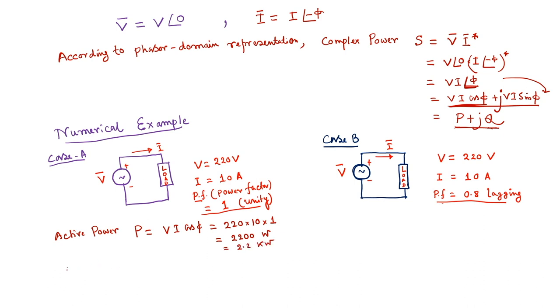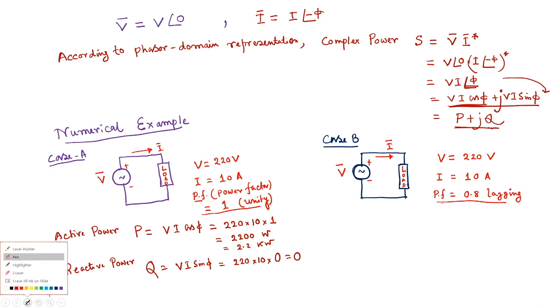Okay. And the reactive power for this case, Q, is equal to V I sin phi, which is equal to 220 multiplied by 10. If cos phi is equal to 1, then sin phi will be 0. So that is 0. Okay. All right.